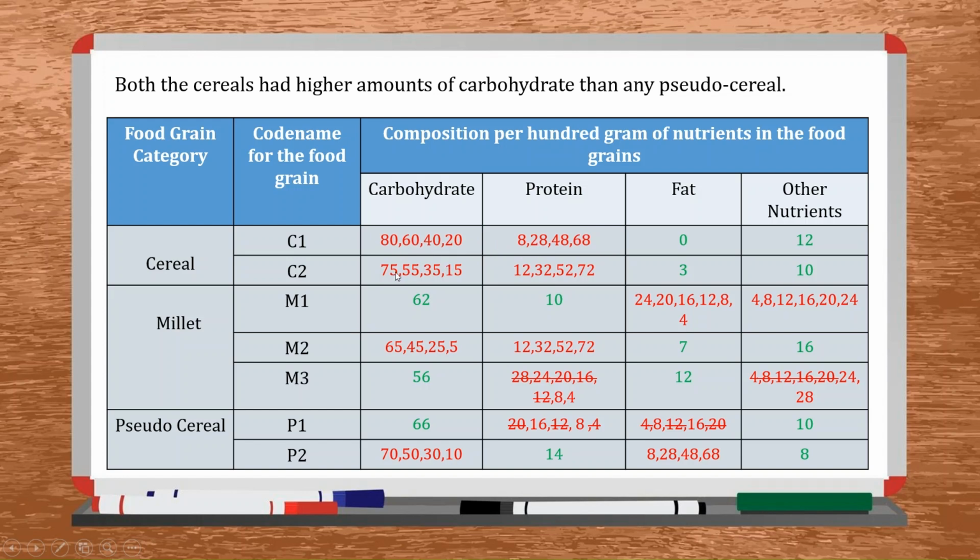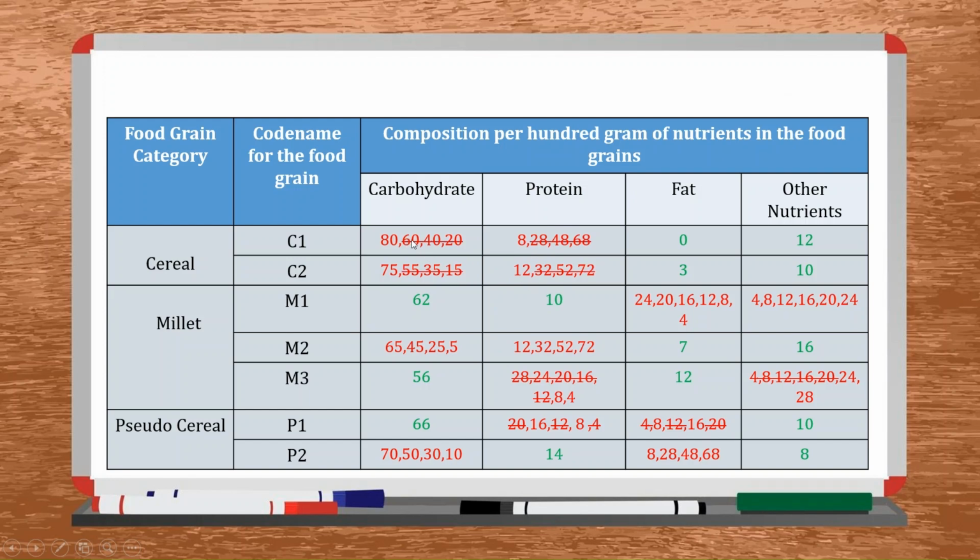And for C2 we have 75 grams. The corresponding value for protein is 12. The rest of the values can be eliminated because the cereal amount of carbohydrate should be more than the pseudo cereal amount. So we can eliminate these values as well: 60, 40, 20, 55, 35, 15, and the corresponding values for protein for C1 and C2.